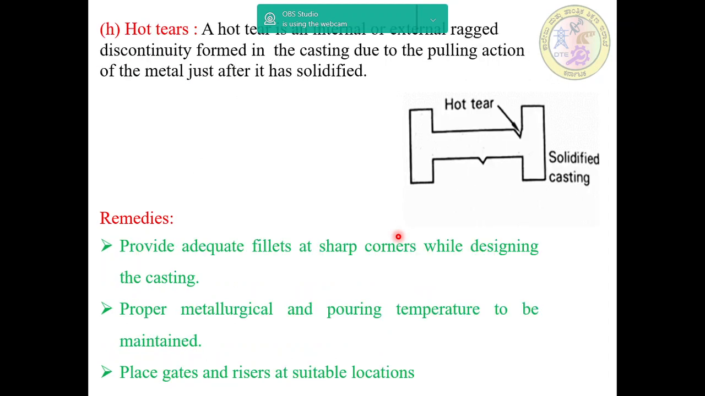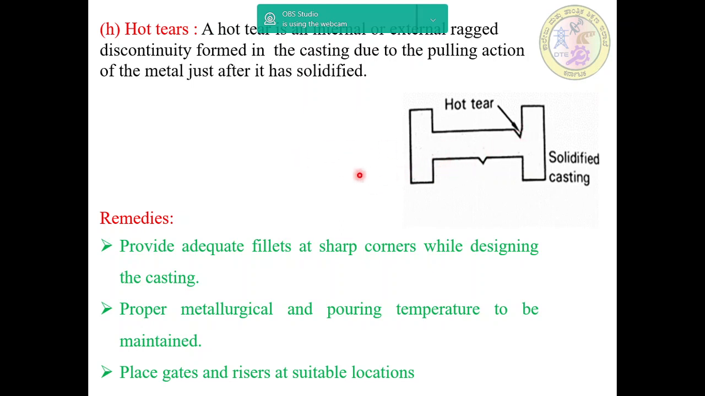And then hot tears. Here a hot tear is an internal or external ragged discontinuity formed in the casting due to the pulling action of the metal just after it has solidified, due to some thermal stresses induced. This hot tear is formed at the junctions. This is the solidified casting, and this is where the hot tear takes place.